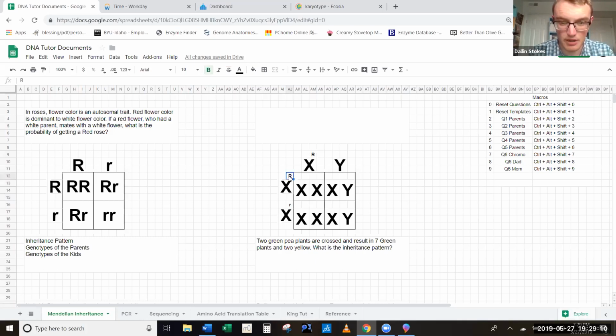we're going to give mom little r, little r. Mom is little r, dad is big R. Okay. That brings the big R from dad, little r from mom, big R from dad, little r from mom, little r from mom, y from dad, little r from mom, y from dad.